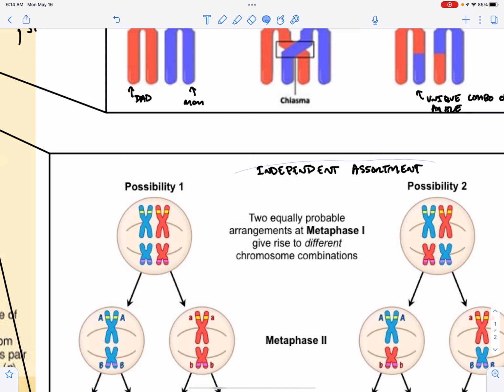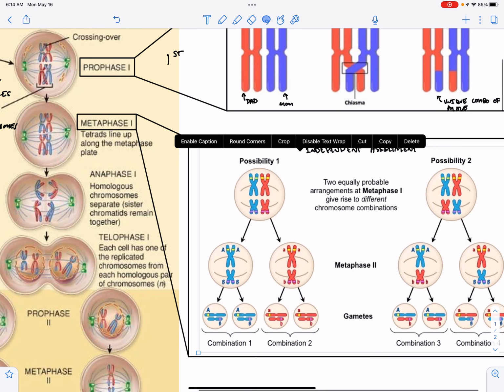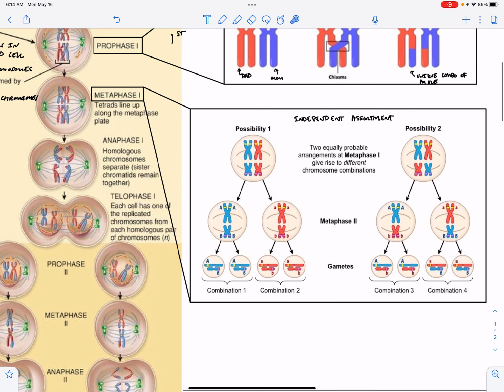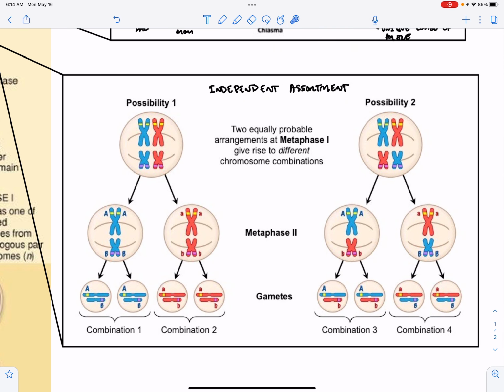Okay. The way that independent assortment works is that when these homologous chromosomes align on the metaphase plate, it is random which chromosome ends up on which side of the metaphase plate. So if you look at these two possibilities, in this possibility, we have both the chromosomes from the biological mother aligning on this side of the metaphase plate and both the chromosomes from the biological father aligning on this side of the metaphase plate. If this arrangement happens at metaphase 1 of meiosis, then we'll end up with two different combinations of cells. The big A alleles end up with the big B alleles in the gametes, and the little a alleles end up with the little b alleles in the gametes.